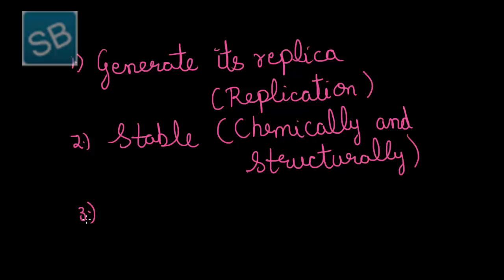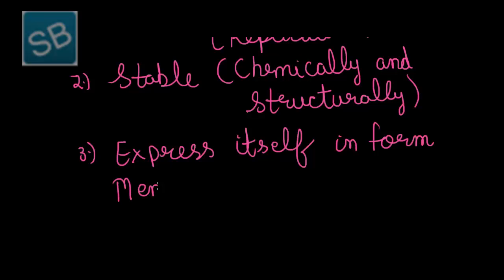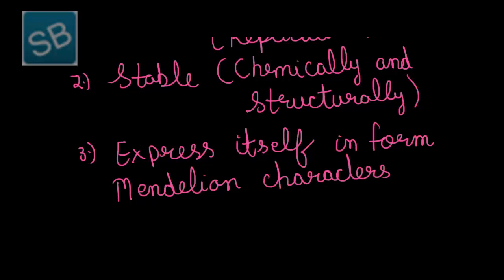While the third, and the most important of all, is that it should be able to express itself in the form of Mendelian characters. These are the three basic points which help in identifying and proving that a substance is a genetic material, which is basically proved with the help of the Griffith experiment or effect, which proves the stability of DNA and RNA. Now let us study the basic difference between the two kinds of genetic material.